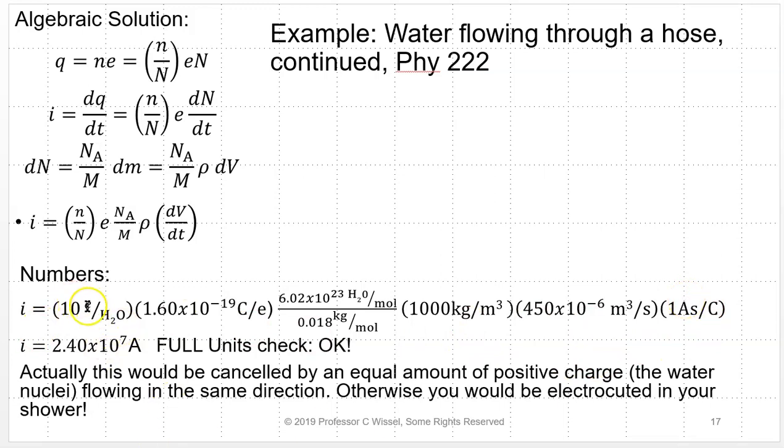Okay, the electrons here cancel with the electrons there, and that's a unit. The water molecules cancel with the water molecules here. These moles cancel out. The coulombs will cancel out over here. The kilograms will cancel out there. The cubic meters here cancel out with this cubic meters. The seconds cancel out here. The only thing left is amps.